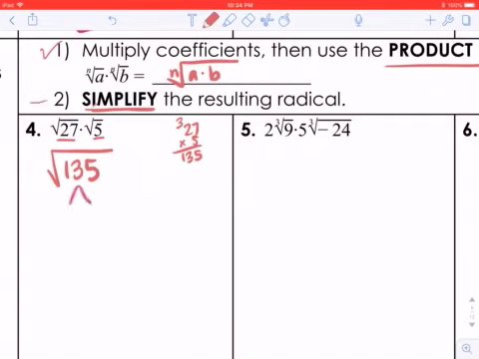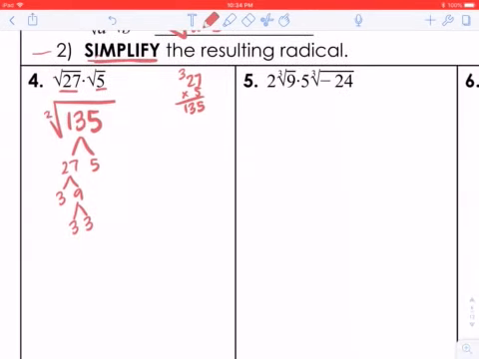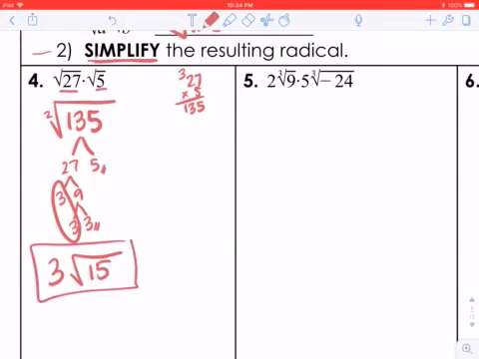So 135, of course, is 27 and 5. 27 is 3 and 9. This is 3 and 3. I'm looking for groups of 2 because I have that imaginary 2 there. So I see one group of 2 right here. That's a 3 on the outside. And then I have a 3 and a 5. 3 and 5 make 15, but don't have any pairs. So this would be my final answer. If I type this in my calculator and this in my calculator, I should get the same decimal, because those are equivalent.